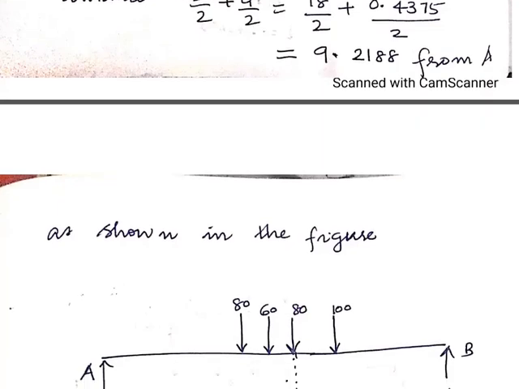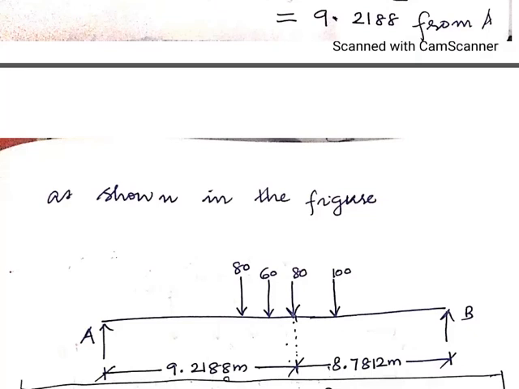So we have already found the position of the loads to place to get the absolute maximum bending moment on the beam. This is how the loads should be placed.